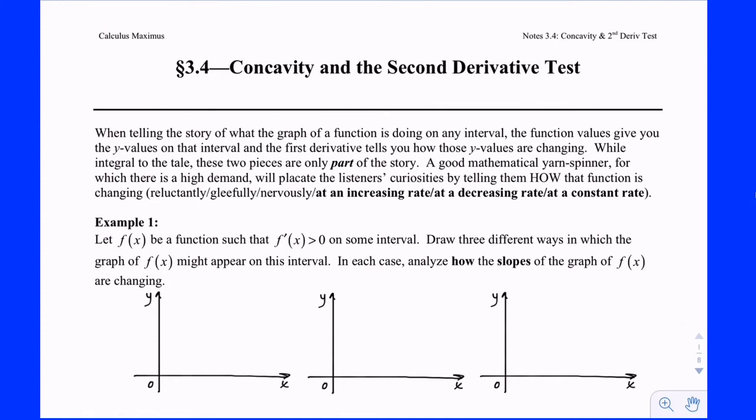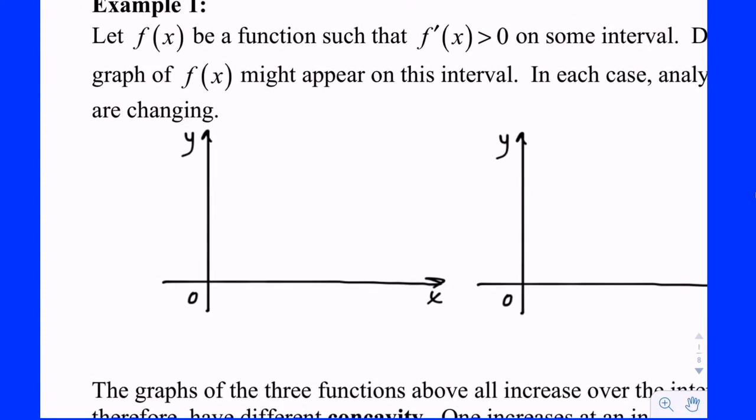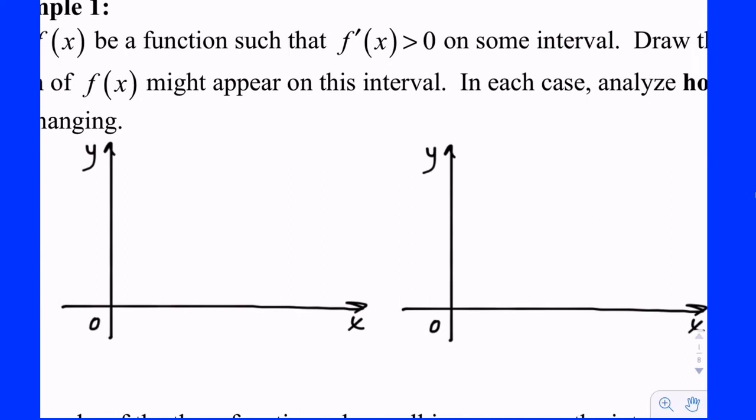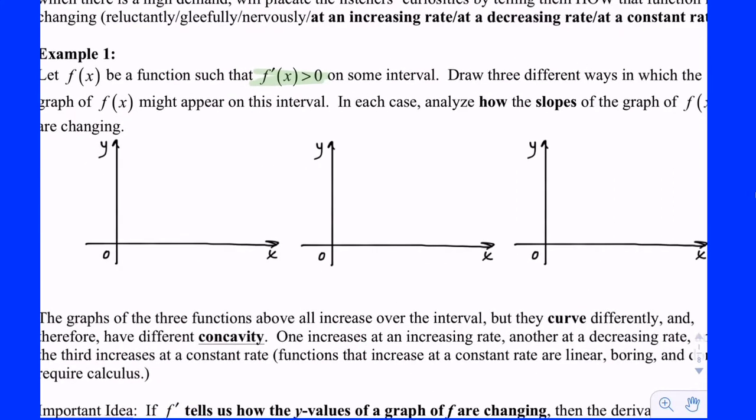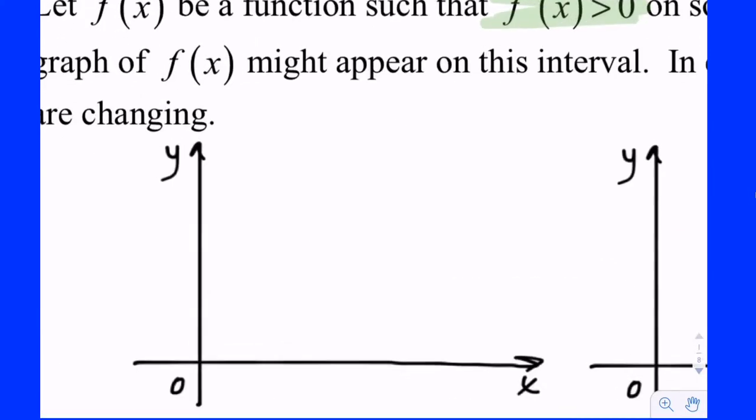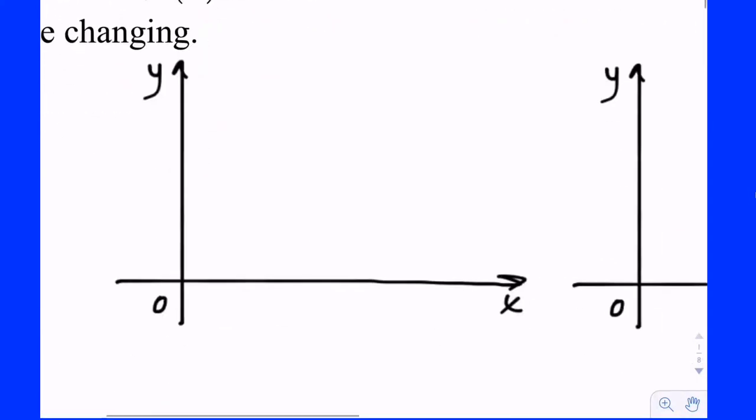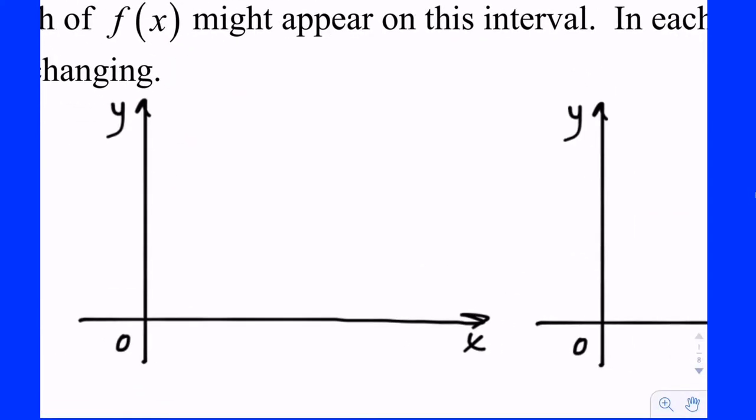All right, so example 1. Let's say that we have a function such that f prime is greater than 0 on some interval. We want to draw 3 different ways in which the graph of f might appear on this interval. And in each case, we're going to see how it's increasing. So I'm just going to come right out of the origin for simplicity's sake. You have a function that's increasing. It could increase like this. That would be increasing at what rate?